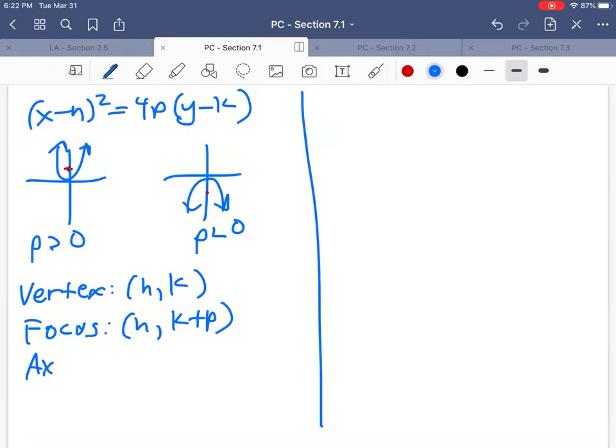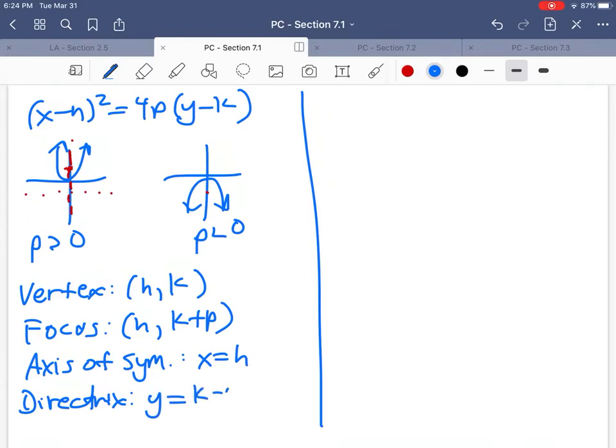And then your axis of symmetry. The axis of symmetry is going to be that line, remember, that goes right down the center. And so your axis of symmetry in this situation is going to be x equals h. And then you have your directrix. And that is going to be that line that's the same distance away from your vertex as your focus, going the opposite way. And so that directrix is going to be y equals k minus p.